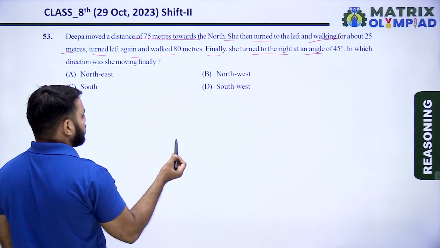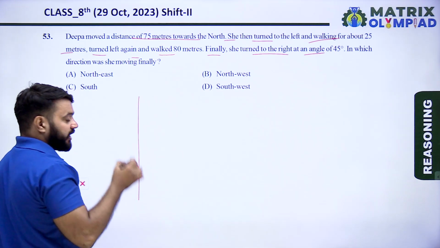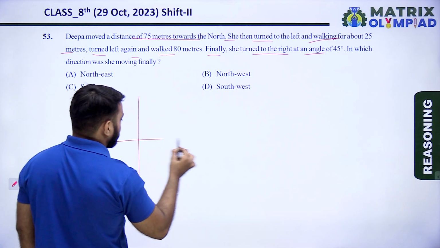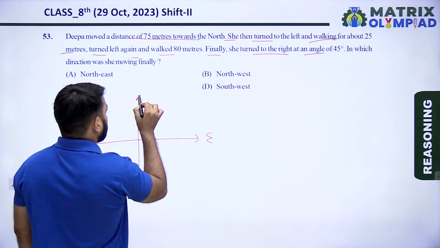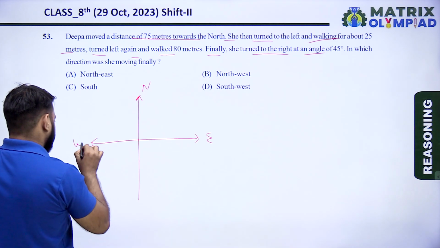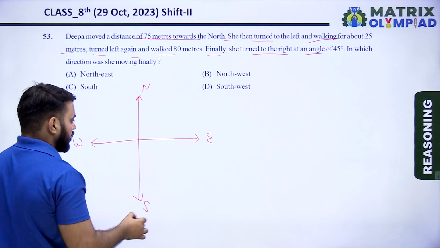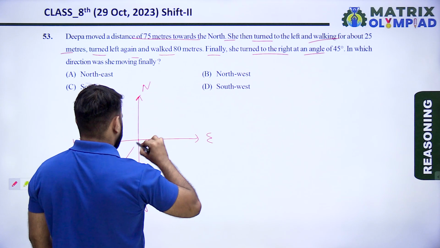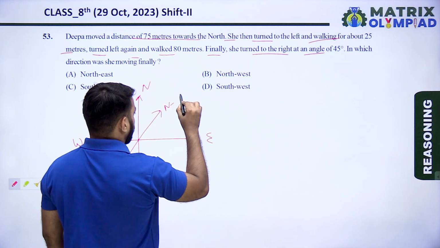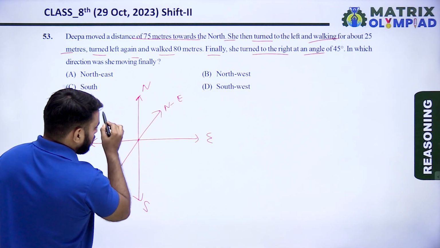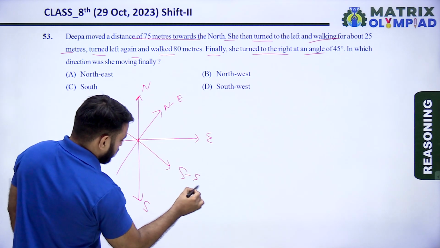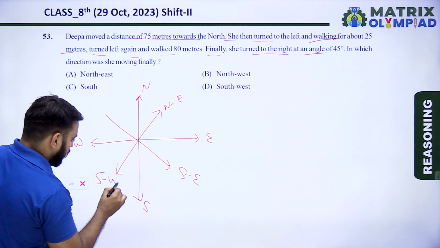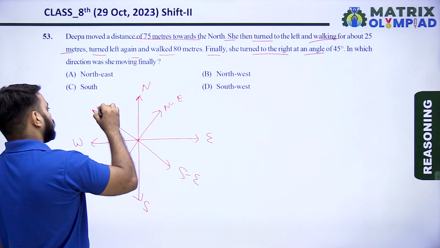Before starting this question, we should know that there are 4 main directions: east, north, west, and south. And there are 4 cardinal directions: northeast, southeast, southwest, and northwest.